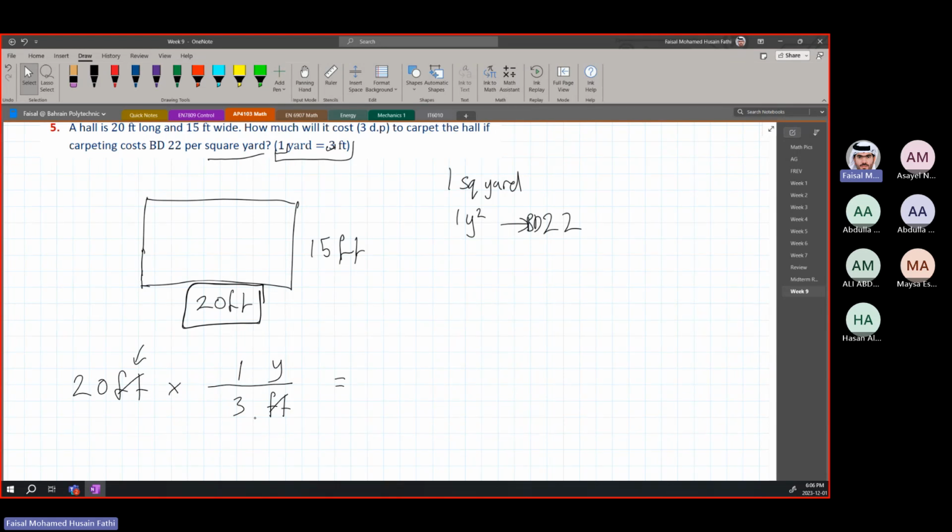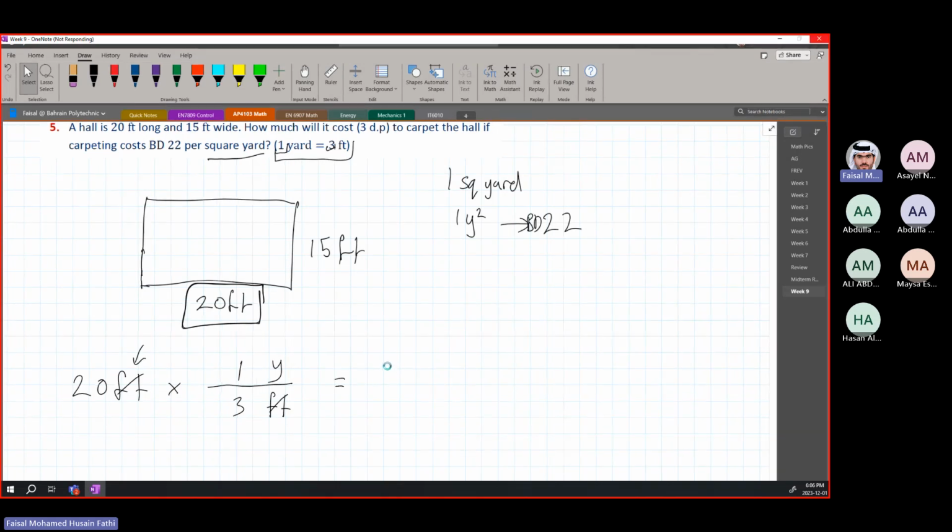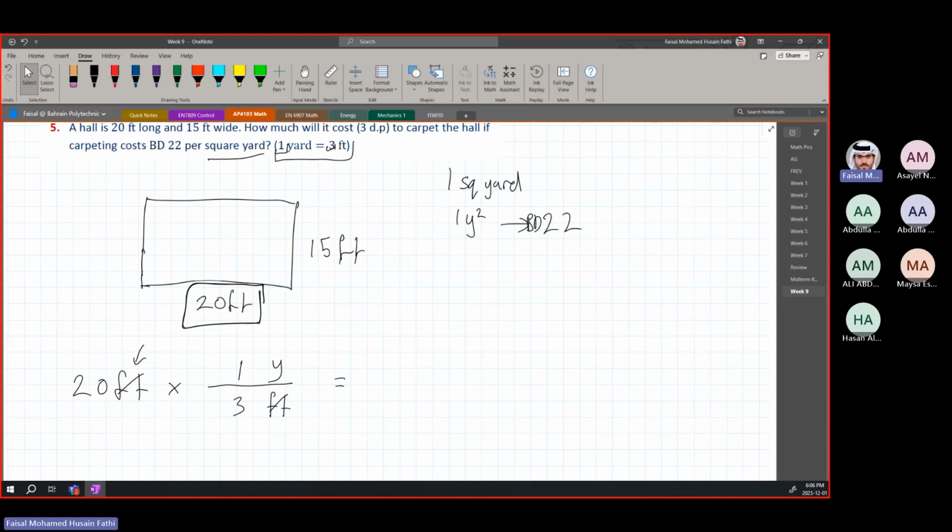So if you put this in the calculator, it's going to be 20 times 1 over 3. Oh, 20 over 3. Good. And you can put it in the calculator and find the value. I'll just keep it as 20 over 3 for now.